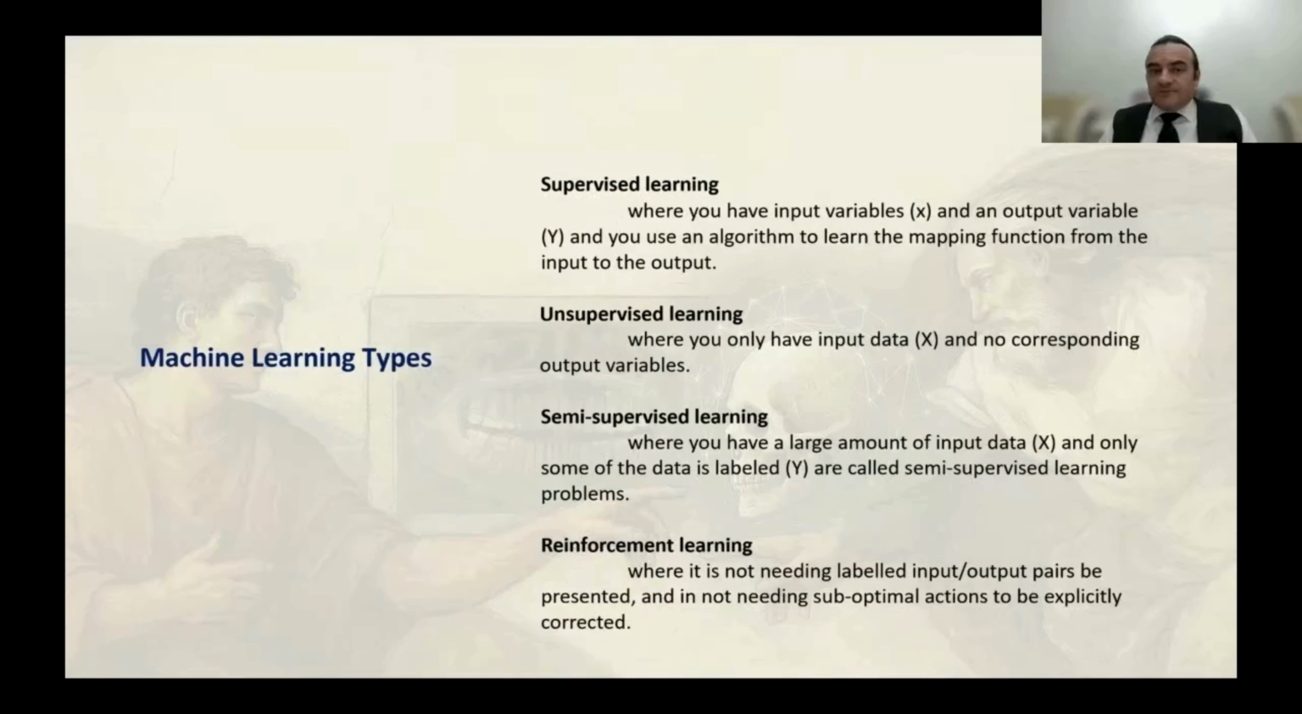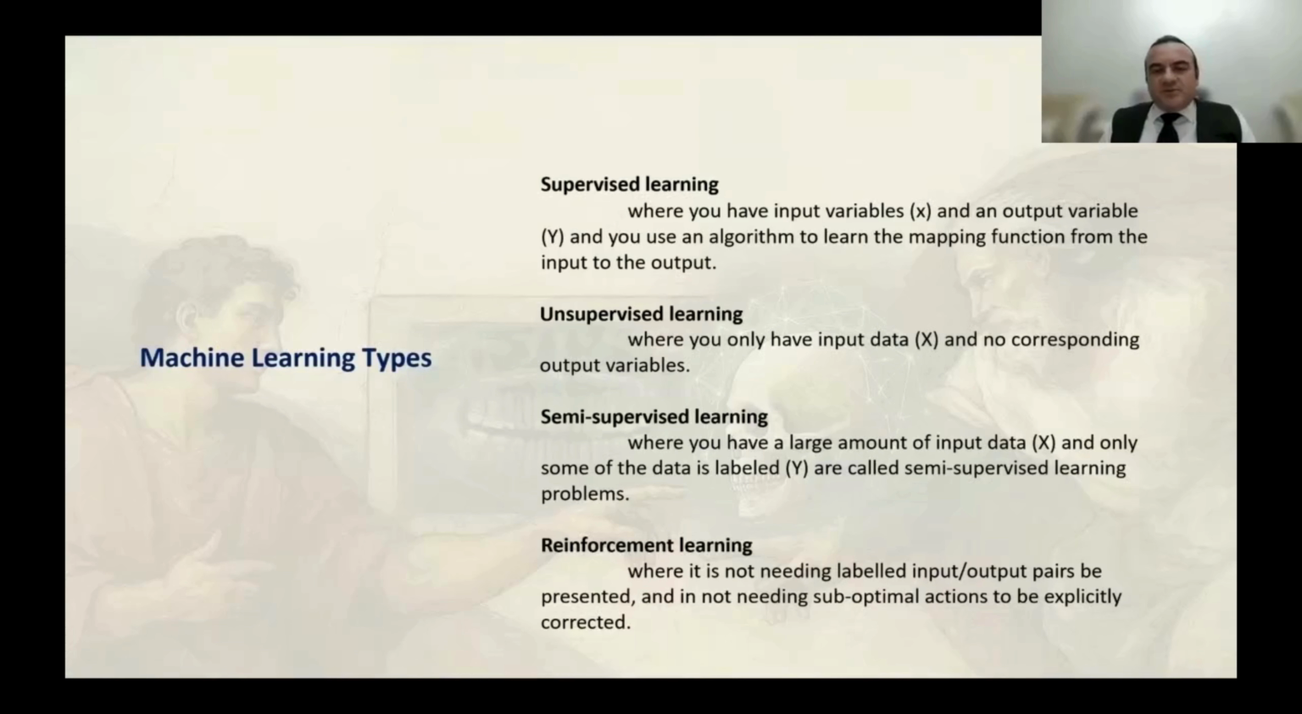Of course, there are different types of machine learning. One of the most popular, back in those days, was supervised learning, where you have input data and output variables, and you use an algorithm to learn the mapping function. Then we started to use unsupervised learning, where you only have the input data, but no output at all. So we ask the machine to learn without any supervision.